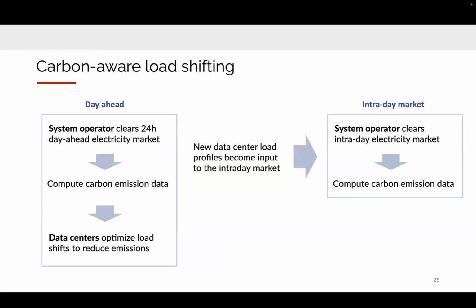All right, so thank you. That was a great segue into this slide. So essentially the idea here is that we are looking at market clearing day ahead, and then there's of course going to be a real time or an intraday market as well. And so the new data center load profiles become an input to that intraday market. In this case, the system operator will clear the intraday electricity market. We can compute carbon emission data, and then, of course, after that, we can compute the data center emissions as well.